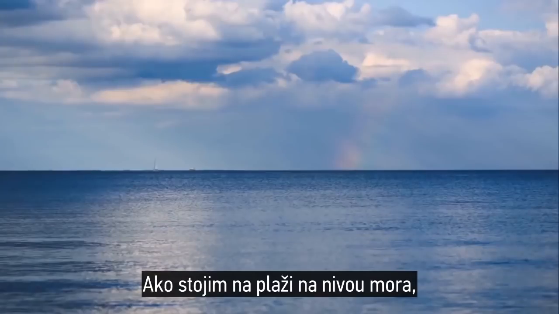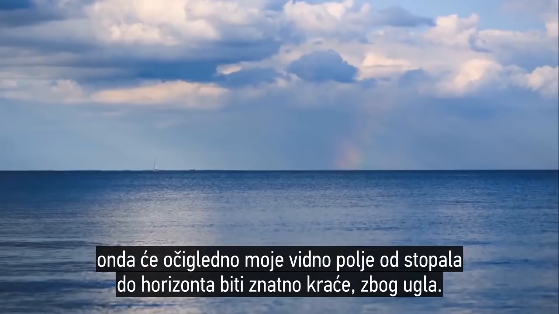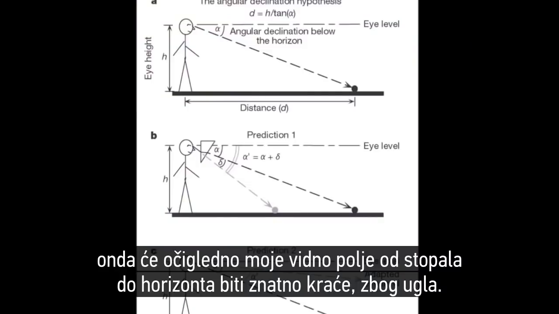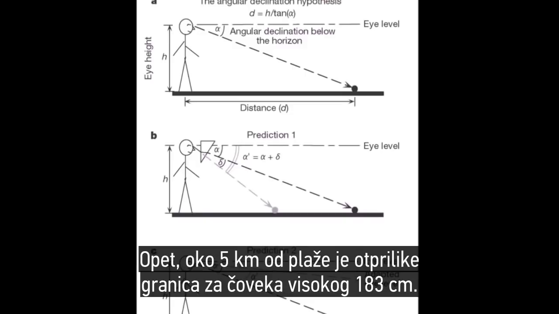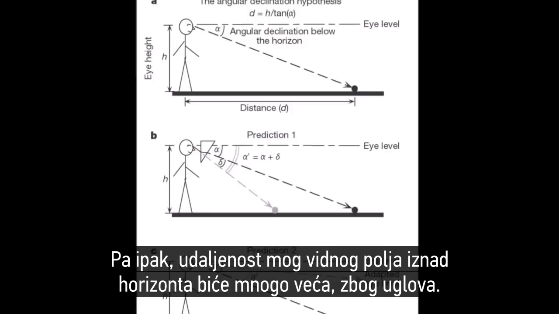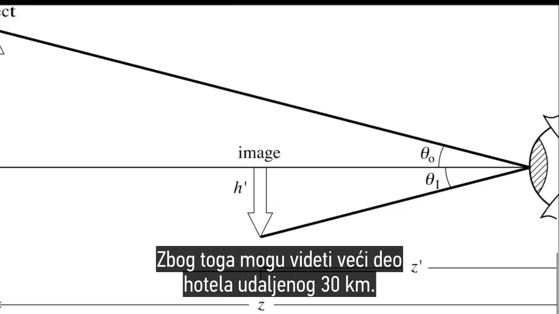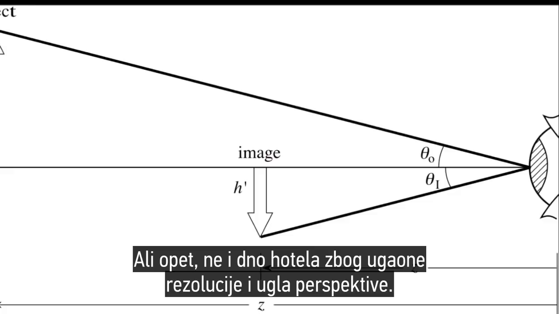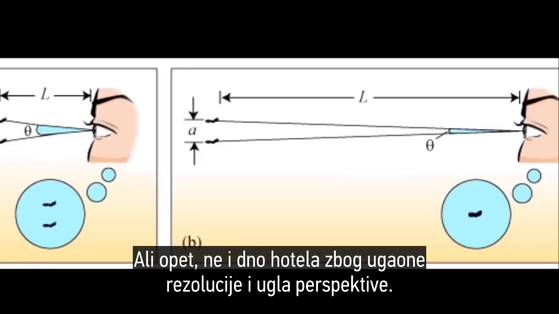If I'm standing on the beach at sea level, then obviously my field of view from my feet to the horizon will be much shorter due to the angle. Again, about 3 miles from the beach is approximately the limit for a 6-foot tall individual. Yet the distance of my field of view above the horizon will be much greater due to the angles. Therefore, I can see most of a hotel 18 miles away, but again, not the bottom of the hotel due to the angular resolution and the angle of perspective.